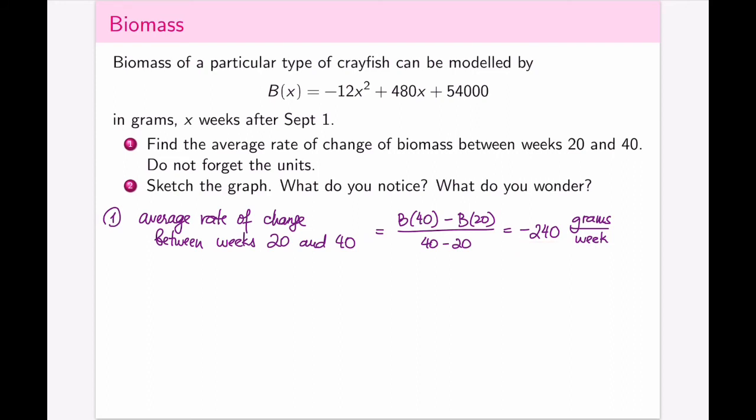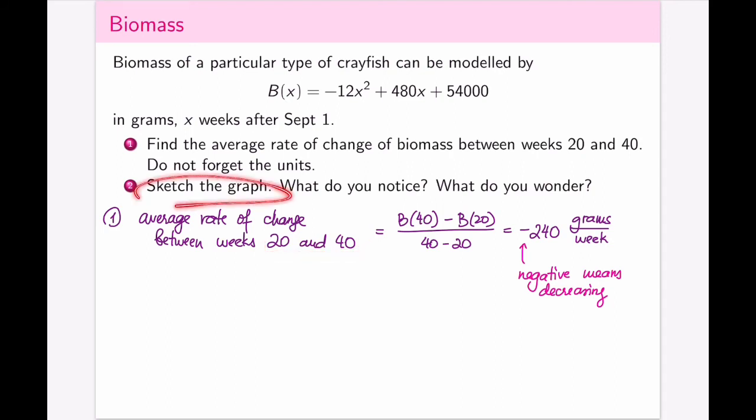Negative here means it's decreasing. And that is a very important observation because it doesn't mean that you've done something wrong. So just because you see a negative number in a rate of change, don't just assume that it should have been positive and ignore the minus. The negative means that we are losing the weight of the biomass at the rate of 240 grams per week. So the overall biomass at this point in time is actually decreasing.